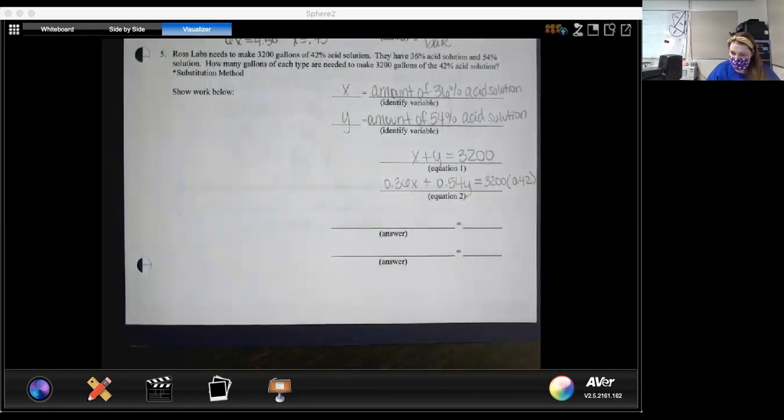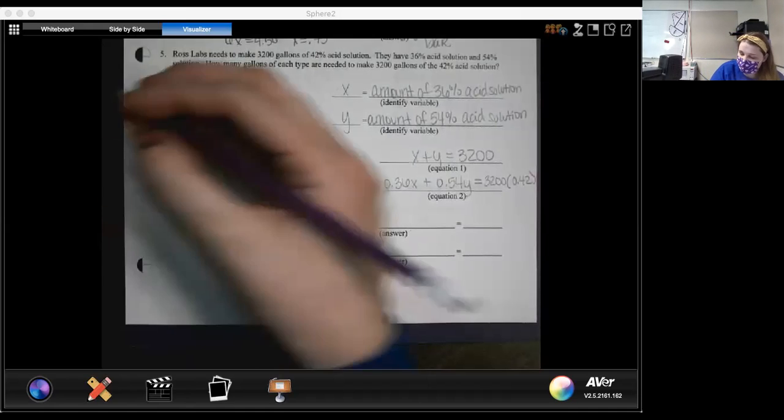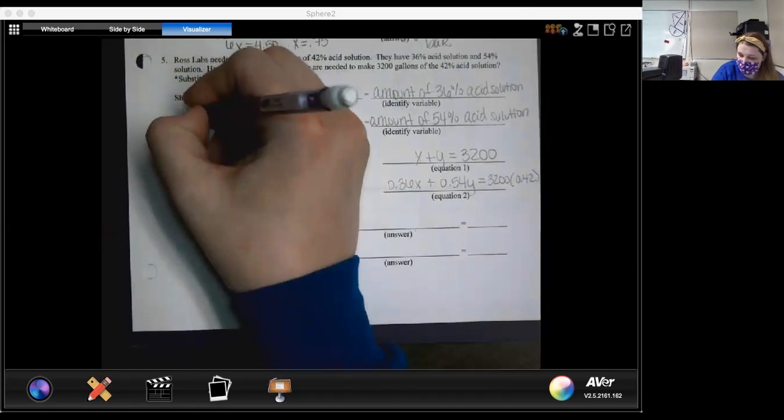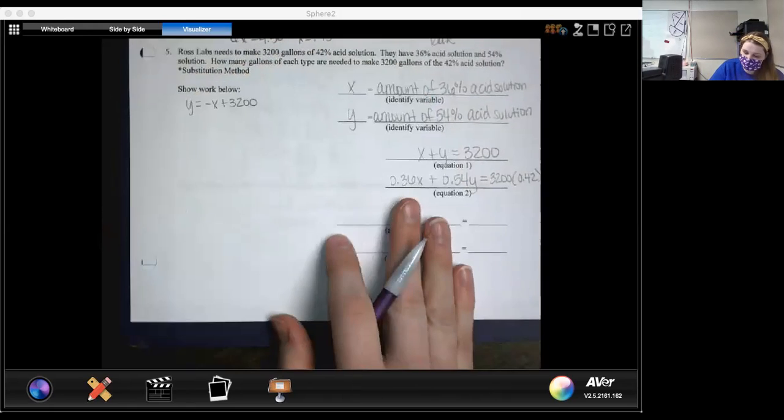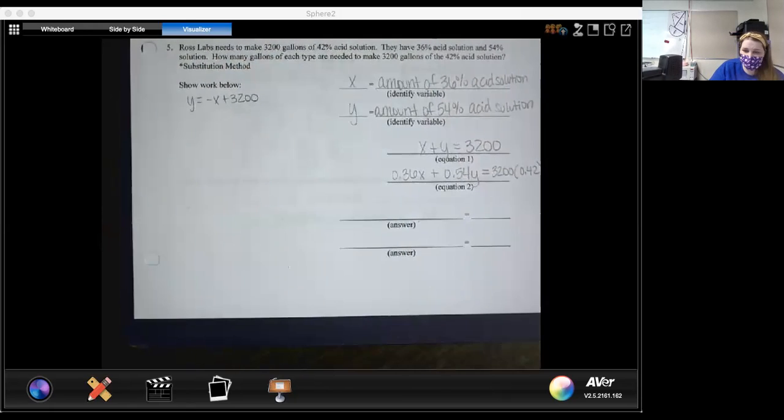All right, now this one is solved by the substitution method. Which someone had written earlier, they were solving for y. We can go ahead and solve for y. That's fine with me. So if we did that, it would be y equals negative x plus 3,200. Okay, if you solved for x, that's totally fine. Keep going with that.